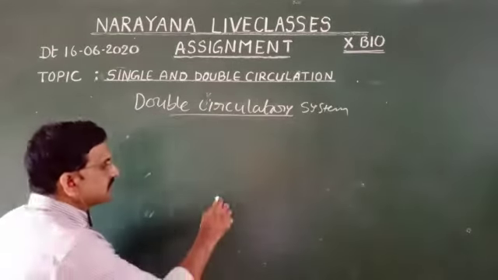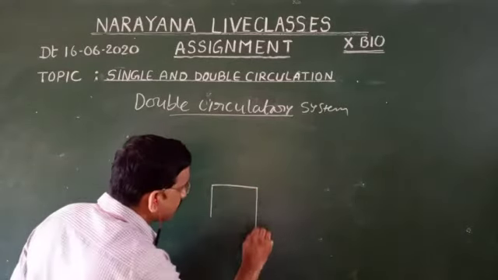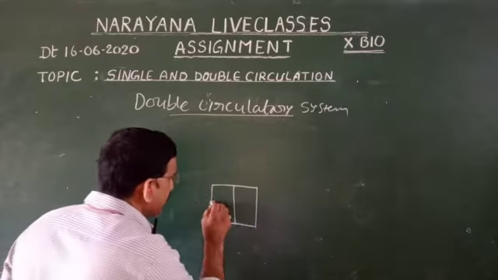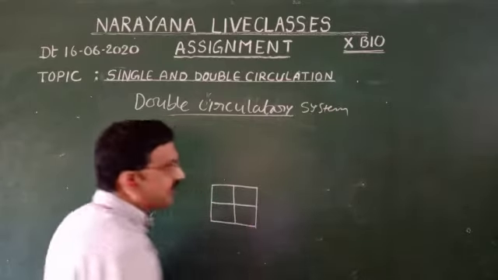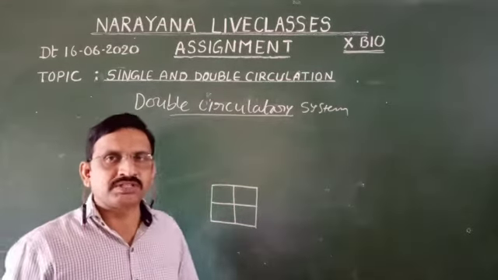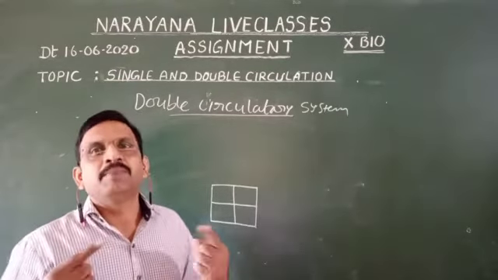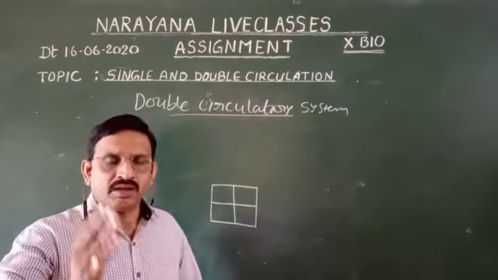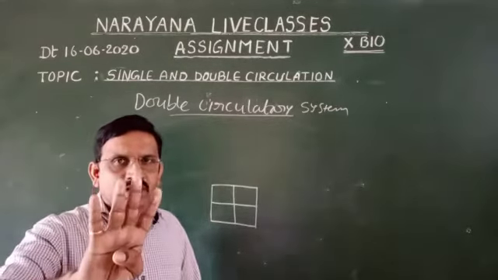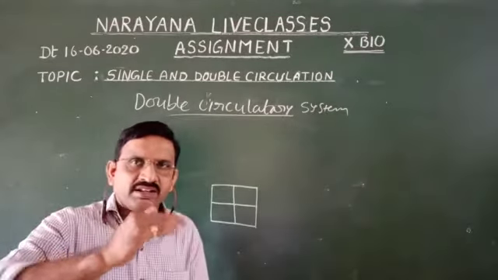Okay, how is it? Once look at the board. You can draw a block diagram like this. Examples of double circulation are amphibians, reptiles, aves and mammals. Generally, aves, reptiles and mammals have a heart containing 4 chambers. Upper chambers are called auricles, lower chambers are called ventricles.